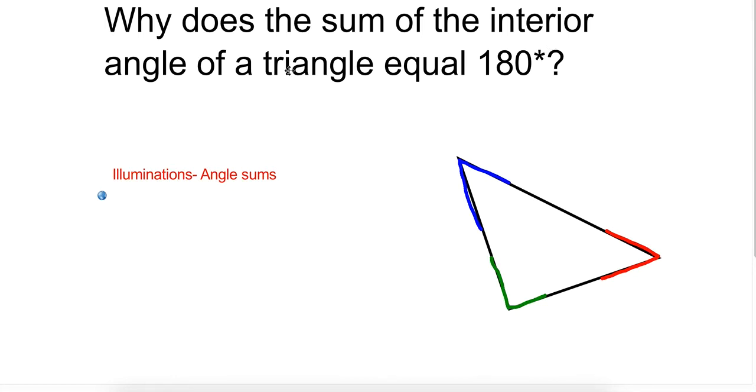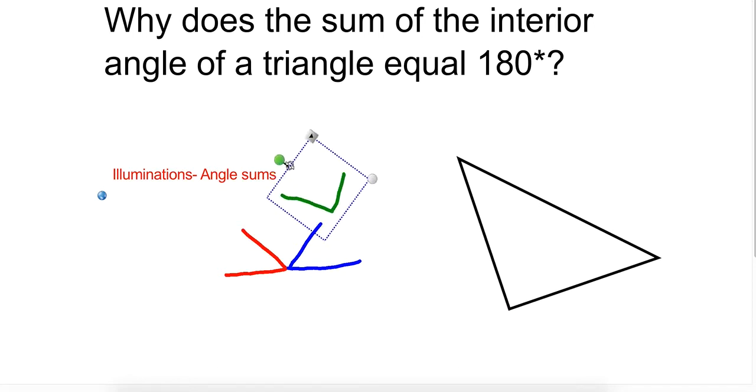Why does the sum of the interior angles of a triangle equal 180? Well, if I take the three angles of any triangle and I just lay them down, now these aren't drawn perfectly, but if I lay them down and rotate them a little bit so they match, this angle now will fit right in here. And with the three angles of a triangle, we've created a straight line right across the bottom.